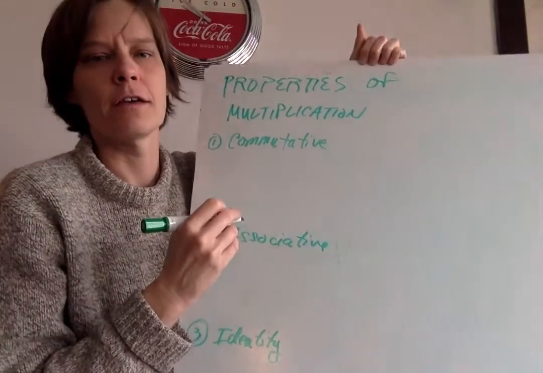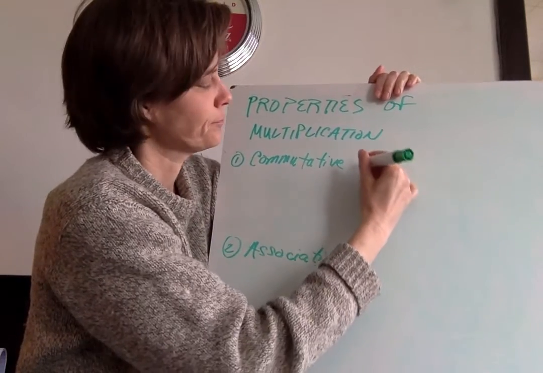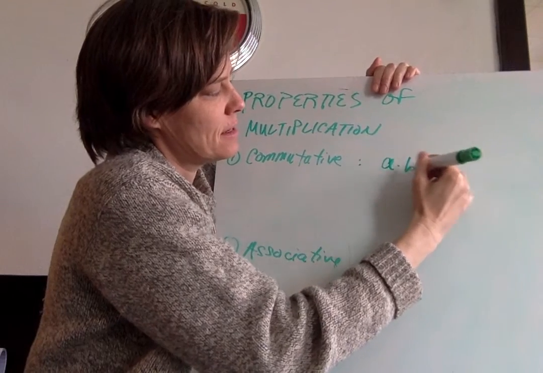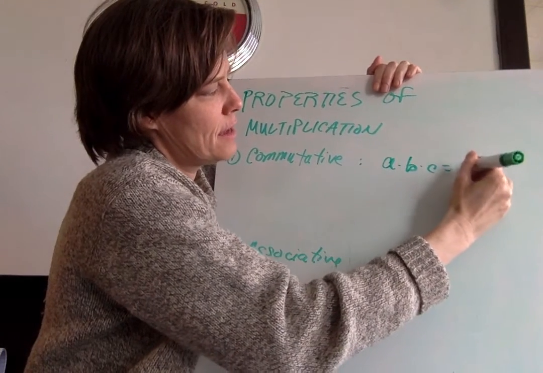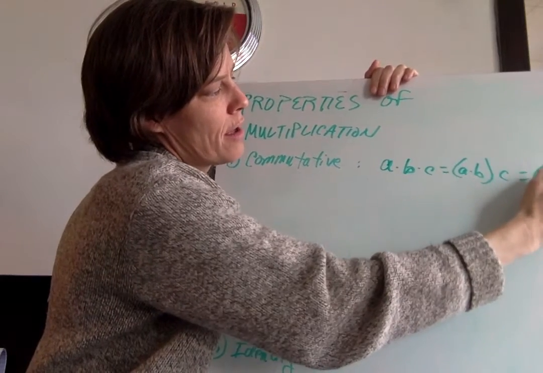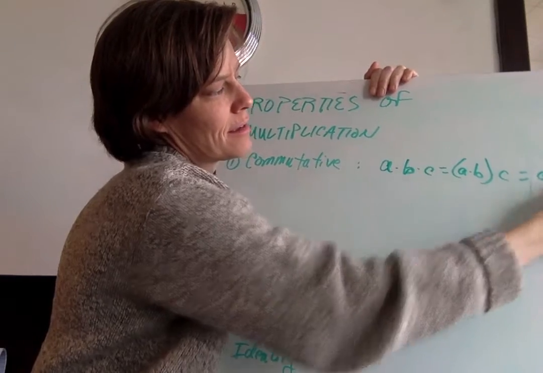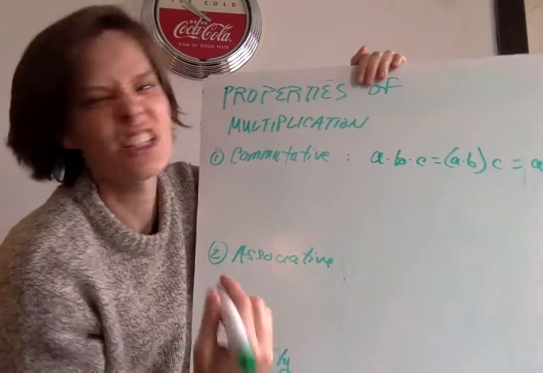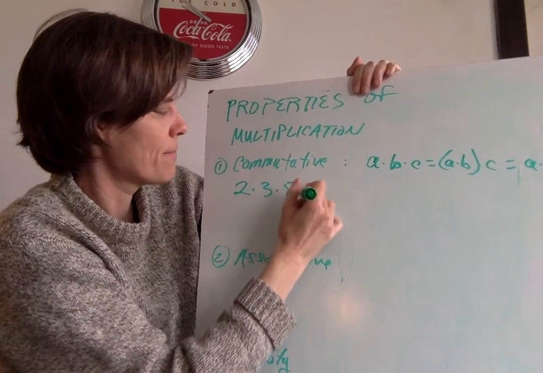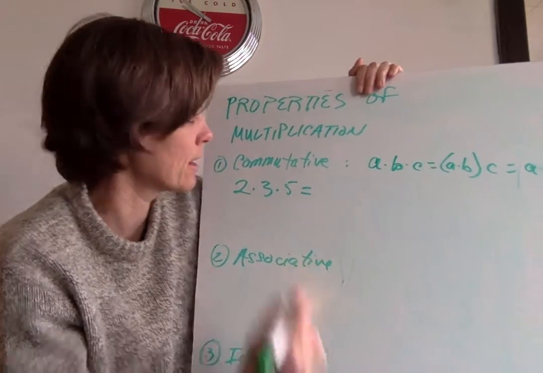So commutative is, we'll just give an example. We'll do the super mathy version so you can feel real smart. A times B times C can be A times B times C, or A times B times C. What that just means is, if I have 2 times 3 times 5, I can multiply these in any order, the same way we did with adding.